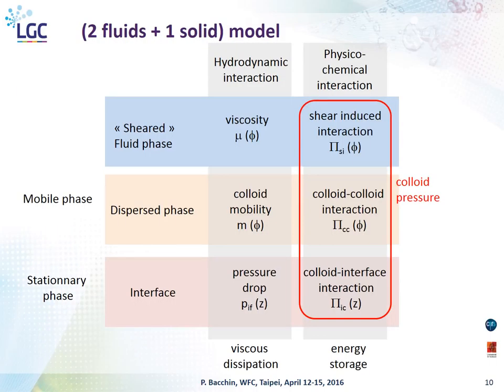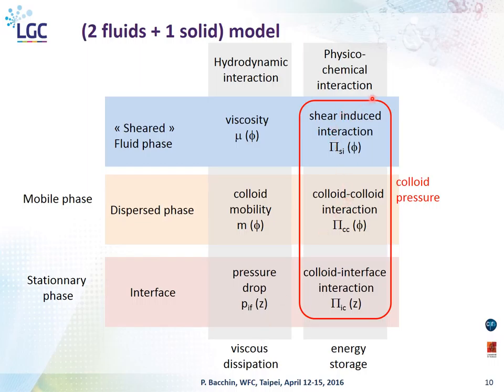At the end, we will have a two fluid plus one solid model. We will have a shear fluid, so the liquid, the mobile phase with a dispersed phase, and the stationary phase, which is here the interface. And here, the effect of hydrodynamic interaction will play on the liquid for the viscosity, on the dispersed phase for the colloid mobility, and in the stationary phase, we will have some pressure drop of this interface, and so this interaction will lead to a viscous dissipation of the momentum.